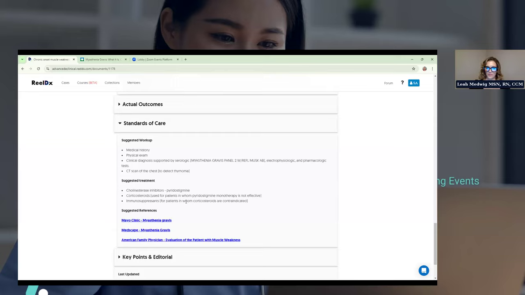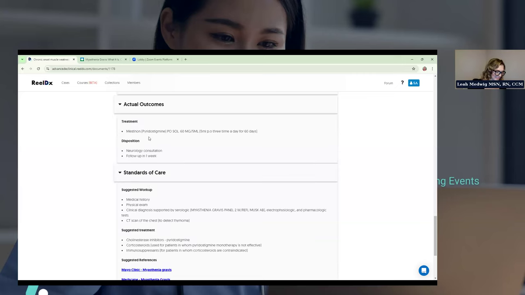Before I show you what they did for our patient, I do want to show you that the suggested treatment for myasthenia gravis would be immunosuppressants, corticosteroids, and cholinesterase inhibitors. Those are just big names for medications. But this patient was actually given Mestinon, and this is a medication.